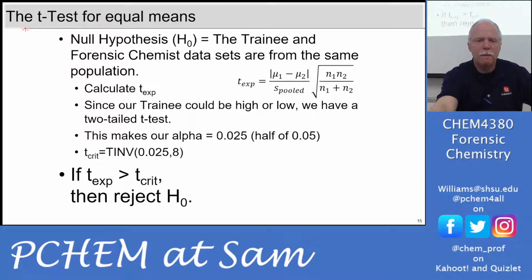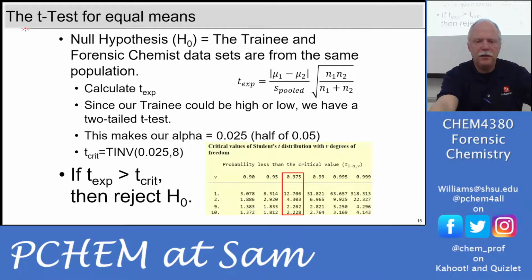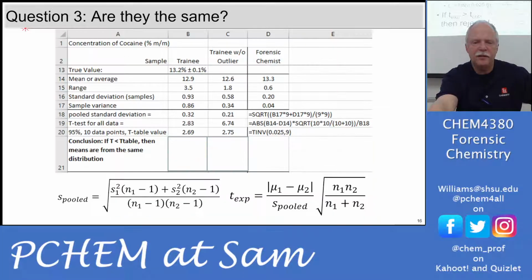And so this 8, this is our 9 minus 1. You can look this up in the table, but Excel does this. You can calculate the t inverse values using Excel. So you have this in Excel, and we have all of these values.